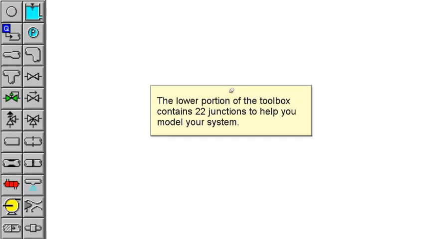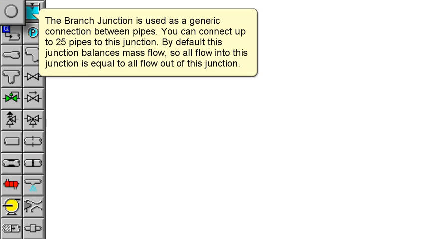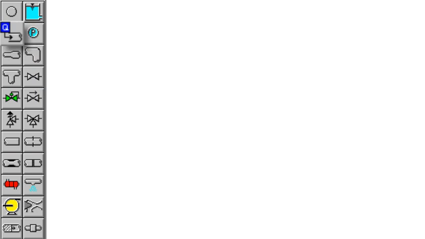The lower portion of the toolbox contains 22 junctions to help you model your system. The branch junction is used as a generic connection between pipes. You can connect up to 25 pipes to this junction. By default, this junction balances mass flow, so all flow into this junction is equal to all flow out of this junction. The assigned flow junction is a flow type system boundary. This junction allows you to define a volume or mass flow into or out of the system, and Fathom will then calculate whatever pressure is required to maintain that flow.